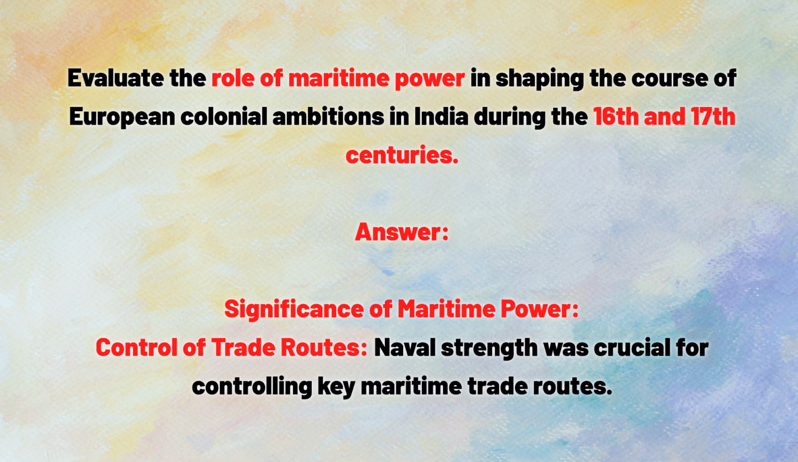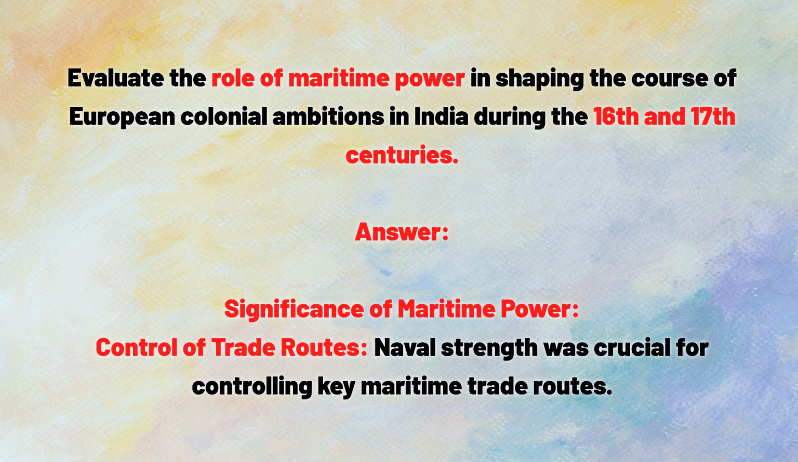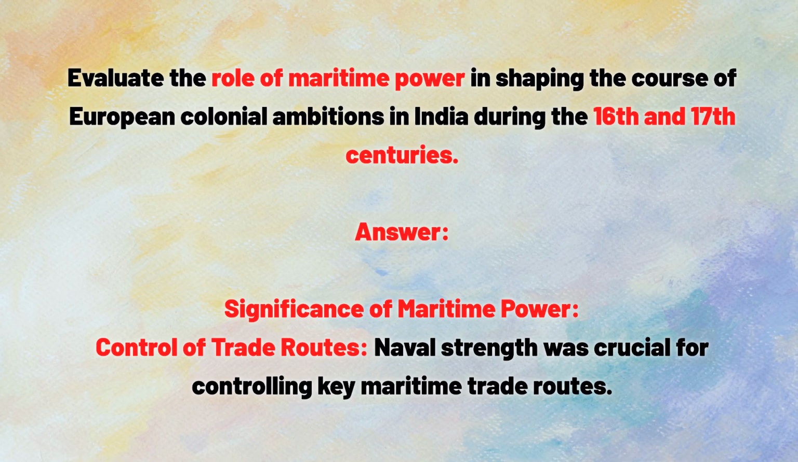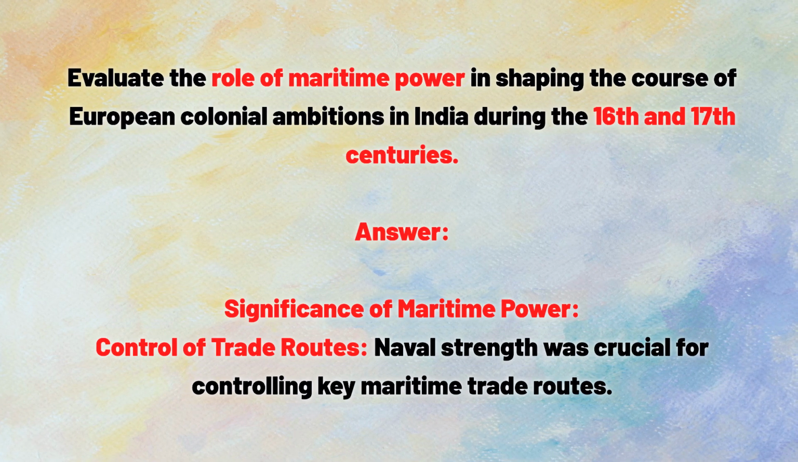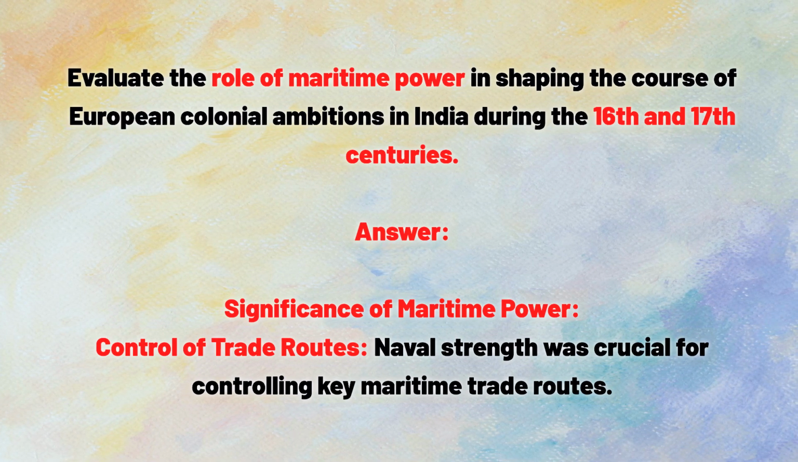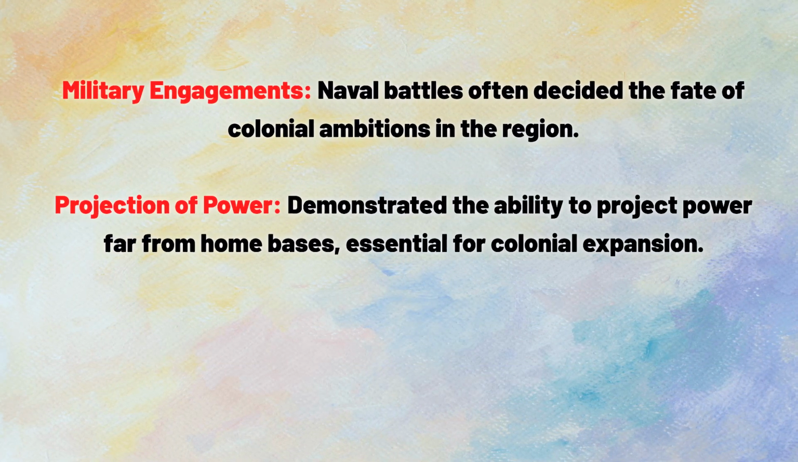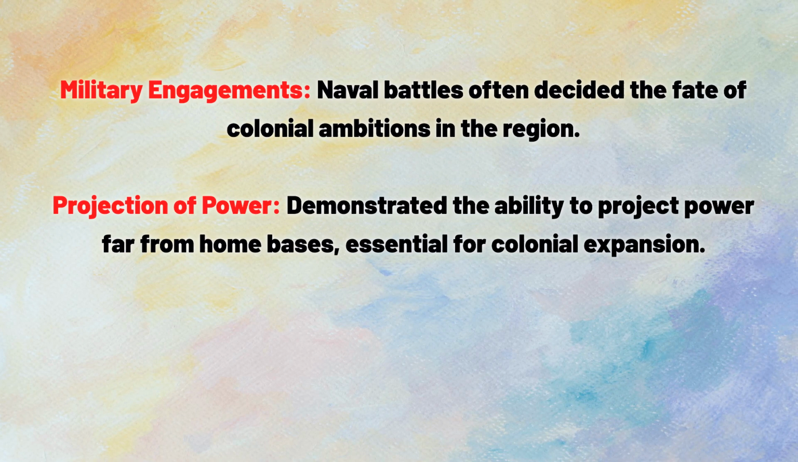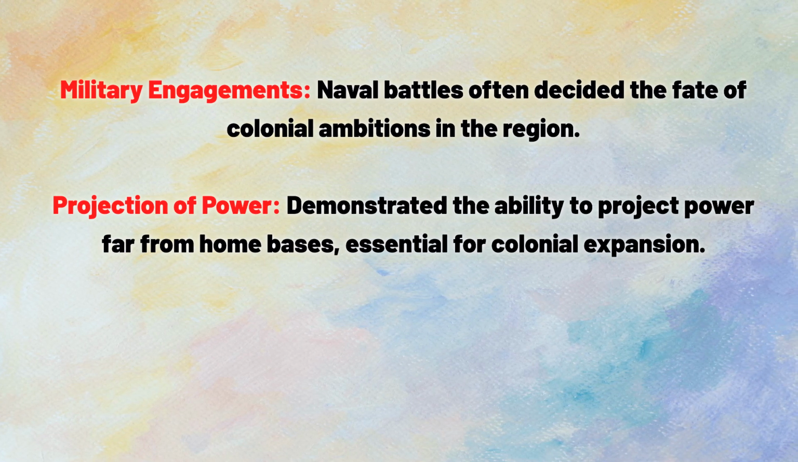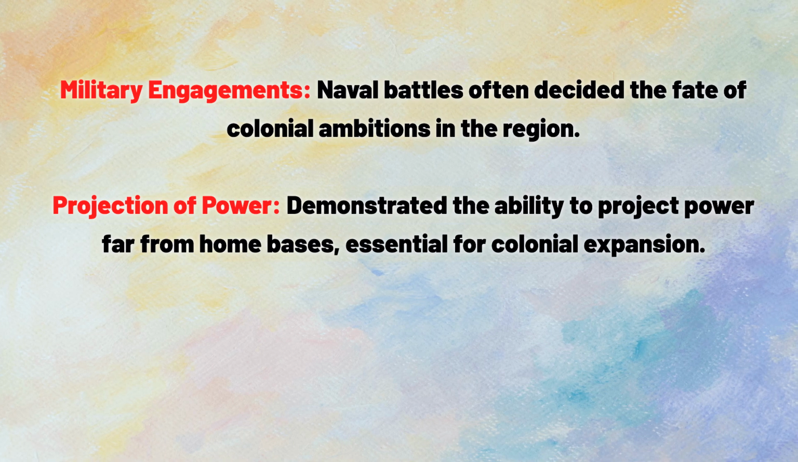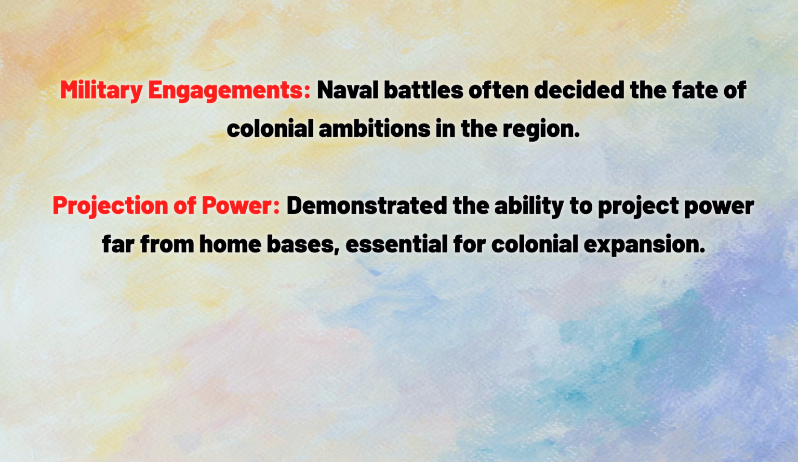Evaluate the role of maritime power in shaping the course of European colonial ambitions in India during the 16th and 17th centuries. Answer. Significance of maritime power: control of trade routes. Naval strength was crucial for controlling key maritime trade routes. Military engagements: naval battles often decided the fate of colonial ambitions in the region. Projection of power: demonstrated the ability to project power far from home bases, essential for colonial expansion.